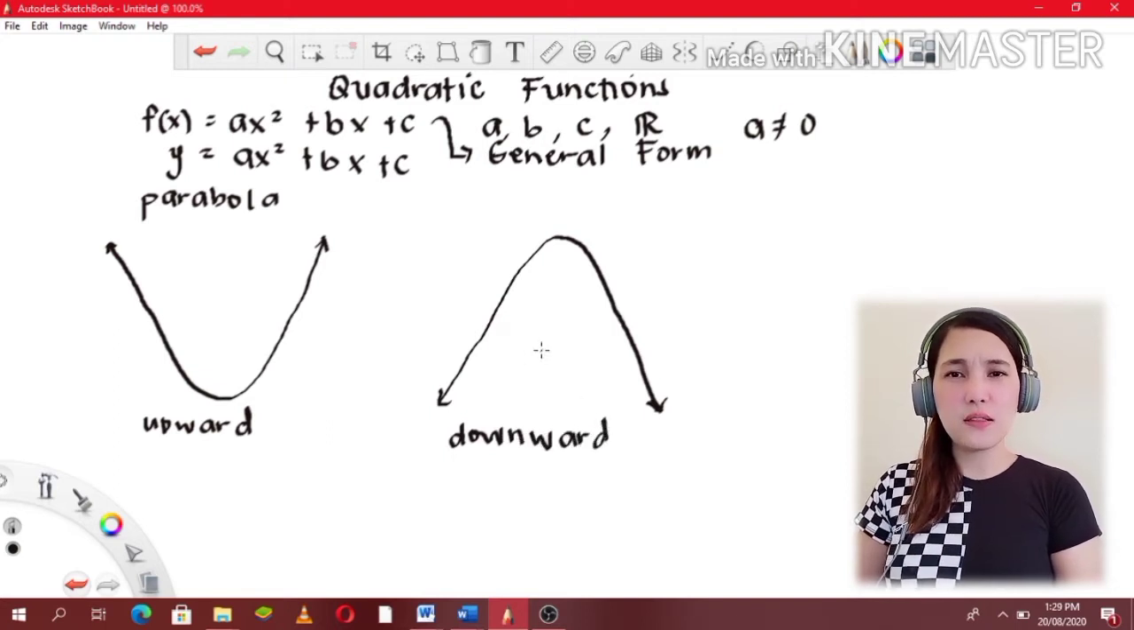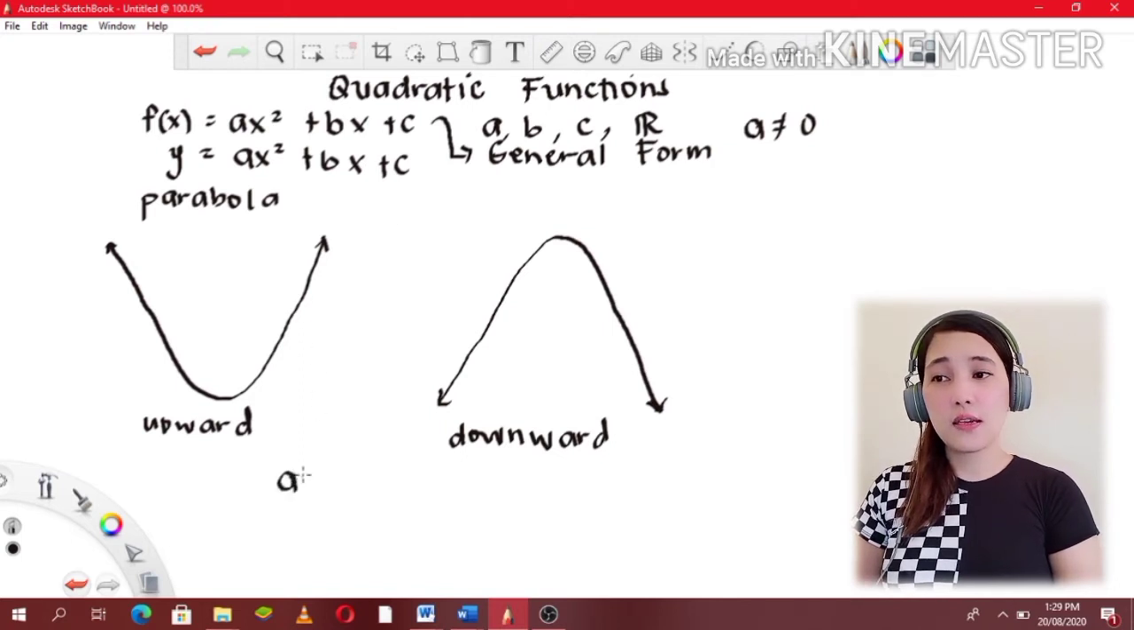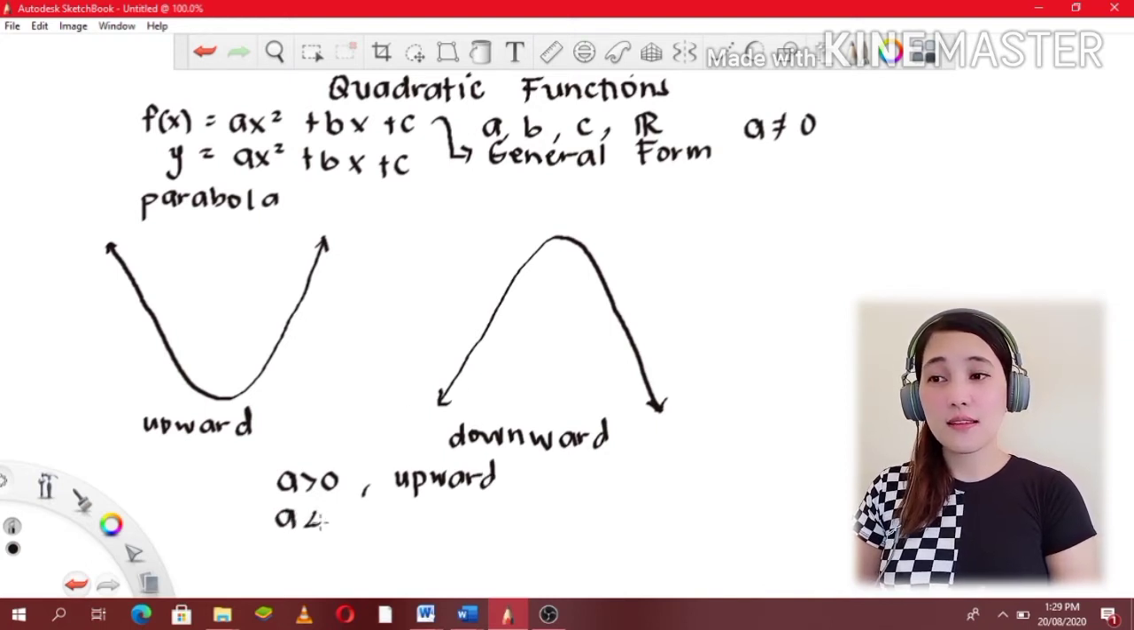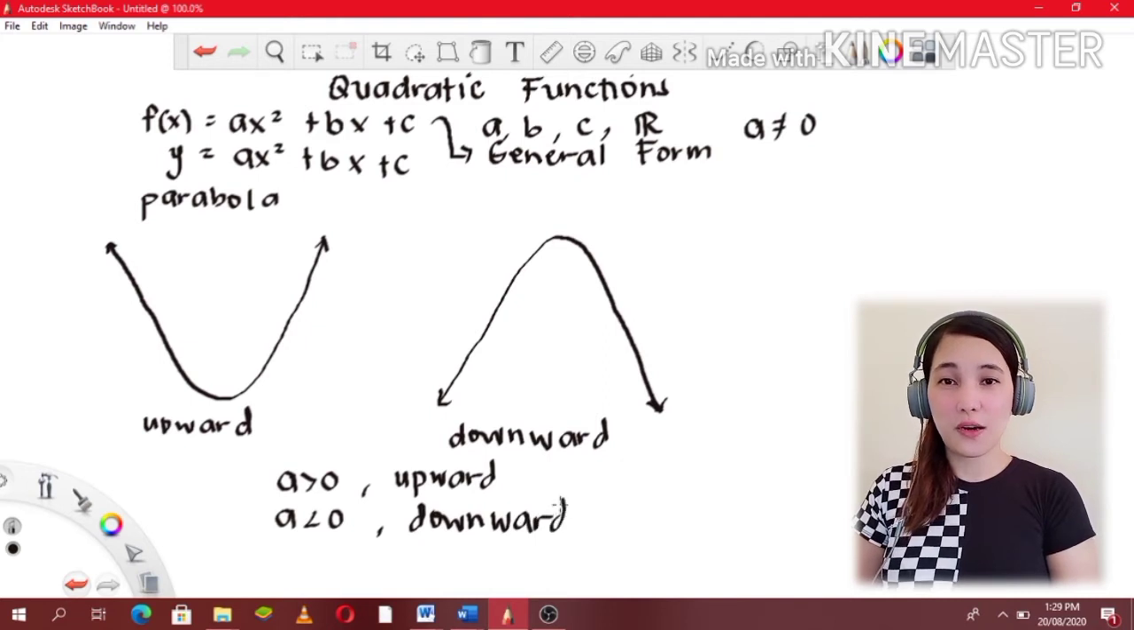So how can we know the opening of a parabola? How can we know if a parabola will open upward or downward? We will know that by looking at a. If a is greater than 0, or if a is positive, it means that the graph of a parabola opens upward. And if a is less than 0 or negative, it means that the graph opens downward.